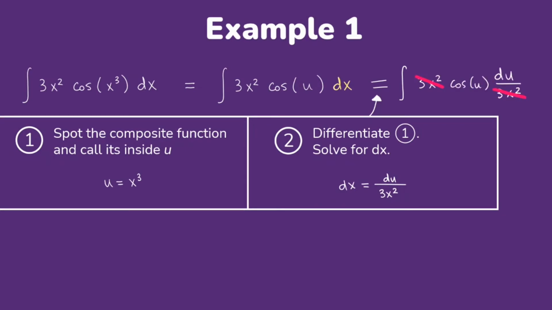Aha! In the new integral, both copies of 3x squared cancel out, so we're left with cosine u, which integrates to sine u plus c. We're almost done. Our original problem is in terms of x, so we use step 1 again to change the u back to x cubed. Final answer, sine of x cubed plus a constant c.